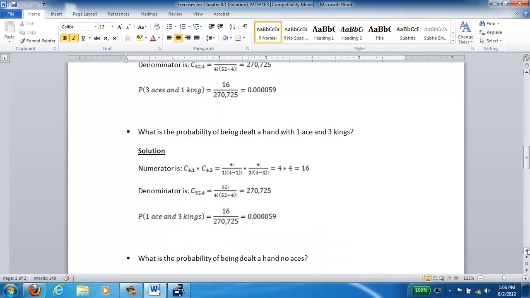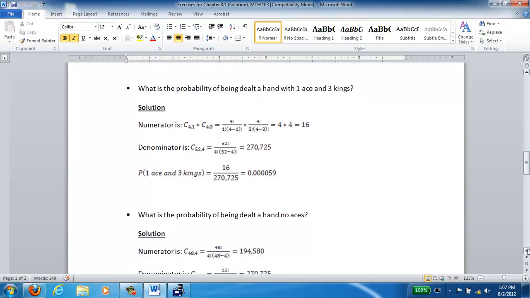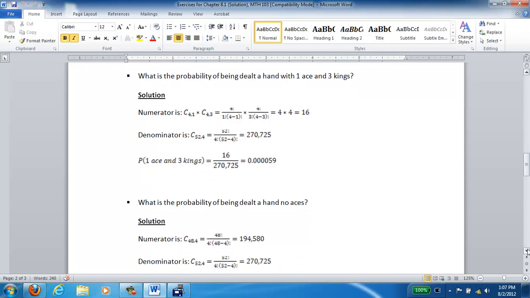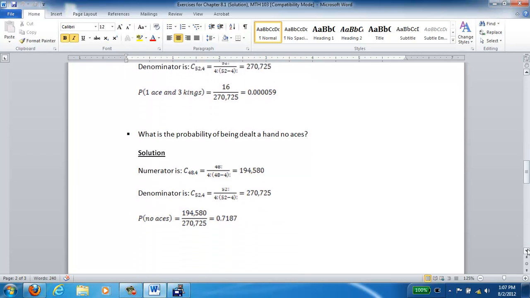What is the probability to have a hand with no aces? No aces means that you have 48 cards left. Why 48? Because you have 52 minus the 4 aces, which is 48. So you want 4 cards that are not aces. So we have combinations of 48 and 4, which is 194,580 over combinations of 52 and 4. So the answer is going to be 0.72. That's about problem number 2, that you look for a probability.